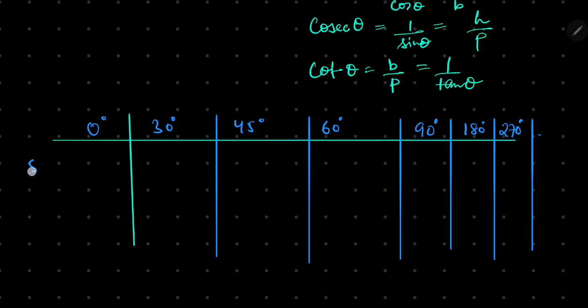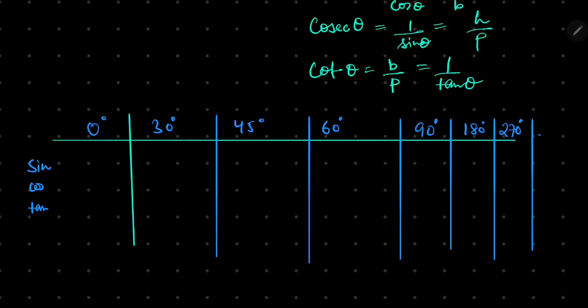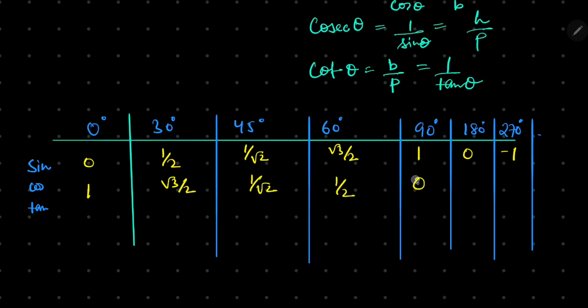So if I'm saying this one is sine, this is cos, and this is tan, once we define sine, cos, tan, you can go for cosec, sec, and cot, right? So let's define for sine: sine 0 degree is 0, sine 30 is 1 by 2, sine 45 is 1 by root 2, sine 60 is root 3 by 2, sine 90 is 1, sine 180 is 0, sine 270 is minus 1. Cos 0 is 1, cos 30 is root 3 by 2, cos 45 is 1 by root 2, cos 60 is 1 by 2, cos 90 is 0, cos 180 is minus 1, and this one is 0.